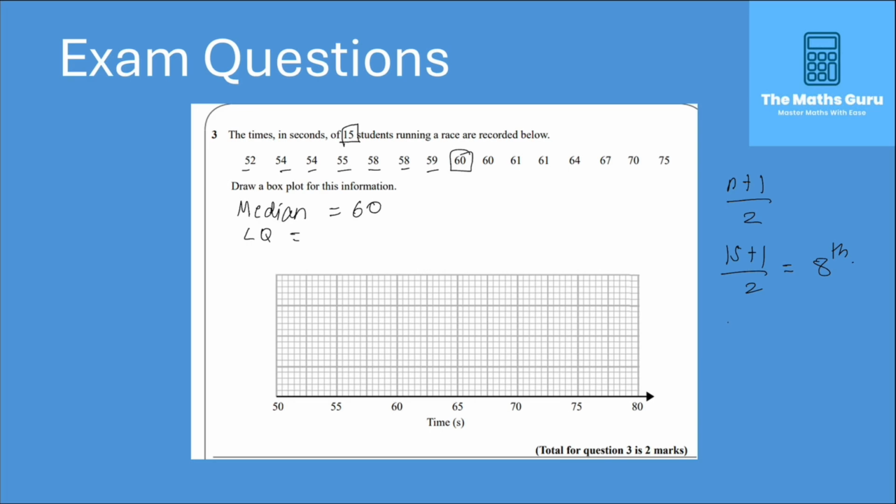Now we need to work out our lower quartile. And the way we do this is the formula n plus 1 divided by 4. So we know that 15 plus 1 over 4 is equal to 4. So we know the 4th value is our lower quartile, which is going to be 55.